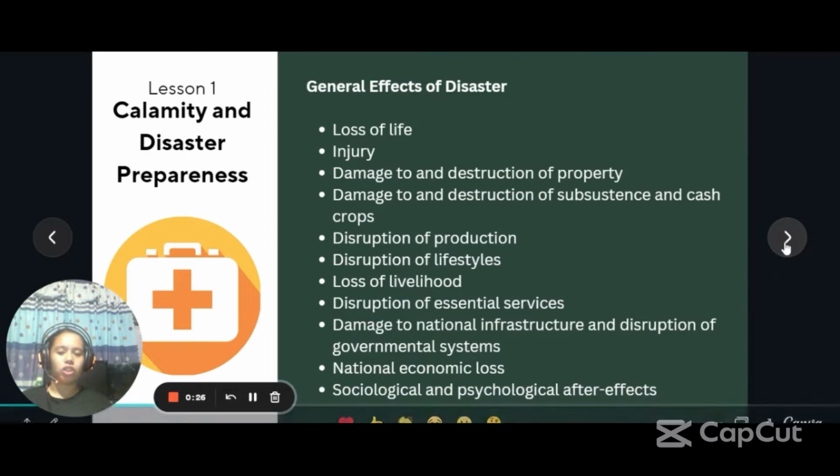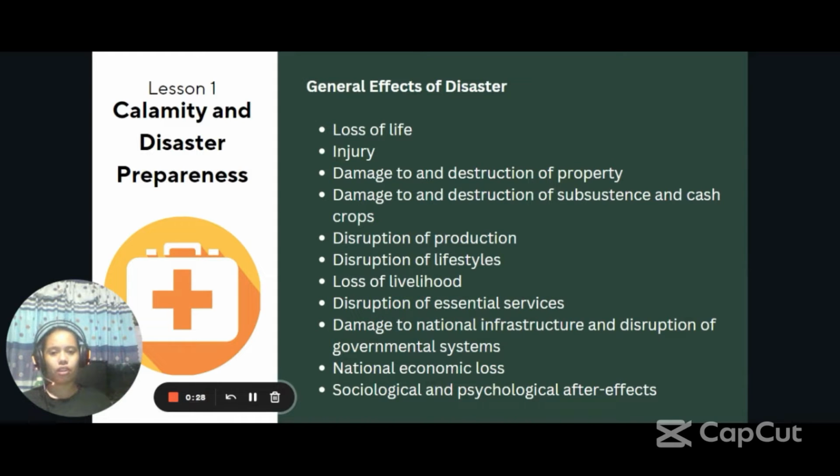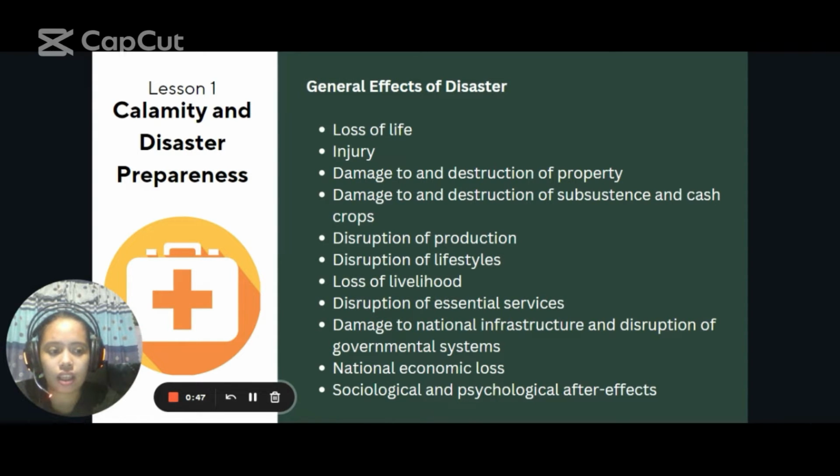And these are the general effects of disaster: loss of life, injury, damage to or destruction of property, and etc. So, with this type of calamities presented, calamity and disaster preparedness are necessary so that people will know how to react or manage their family accordingly during these trying times.